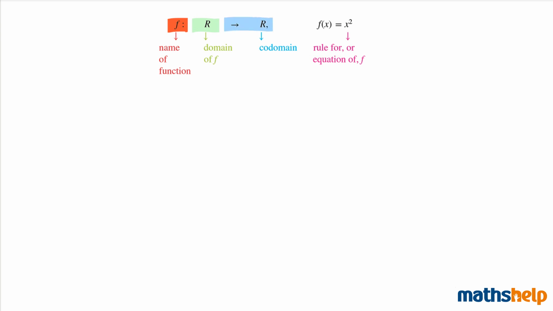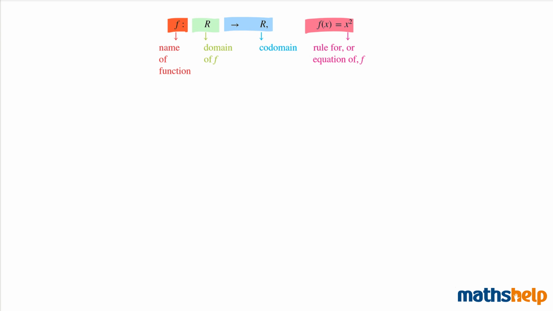Then we have an arrow and then the letter R. This is called the codomain. It's basically the set of all possible values the function outputs, meaning for this function, the output values are going to be all real numbers. And for maths methods, this will always be R. You just have to be careful as this is not the range of the function. Then we have the rule or the equation of the function f. And this function has the rule x squared.